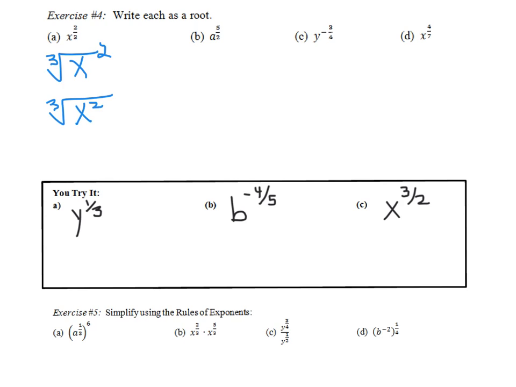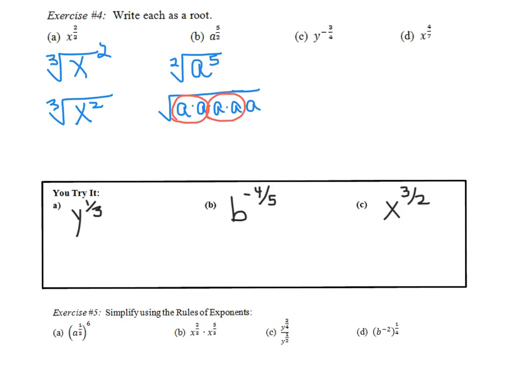A to the 5/2 means that my base is going to be a. My root number is a 2, which you can either put in or leave off when it's a 2. And then I'm going to raise to the 5th power. Now if you think back to Algebra 1, hopefully you remember simplifying square roots, where I have a to the 5th, meaning that I've got 5 factors of a underneath the radical sign. Every time I have 2 matching factors underneath a square root sign, that means that I've got a perfect square and I can take it out of the radical.